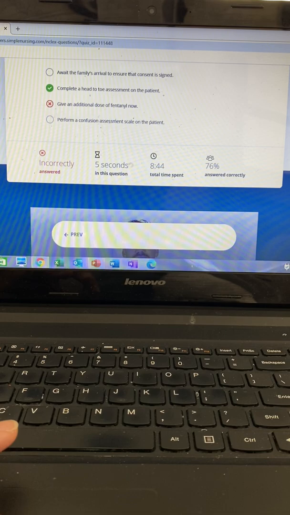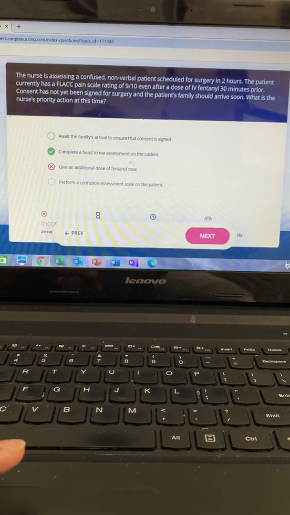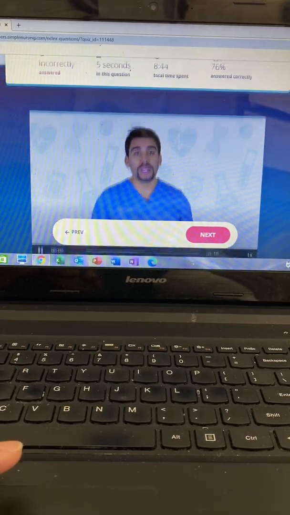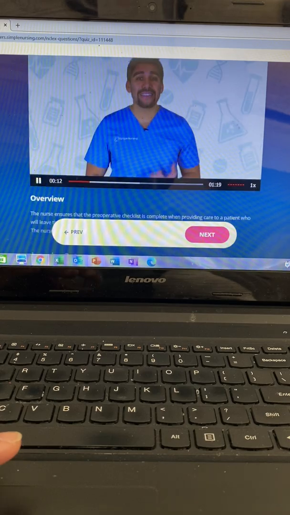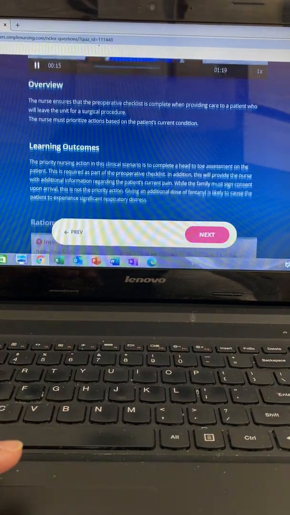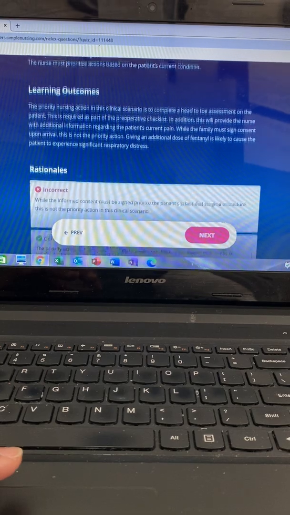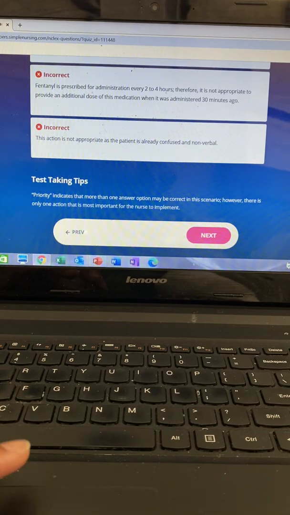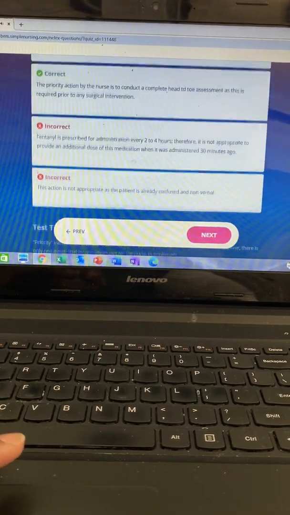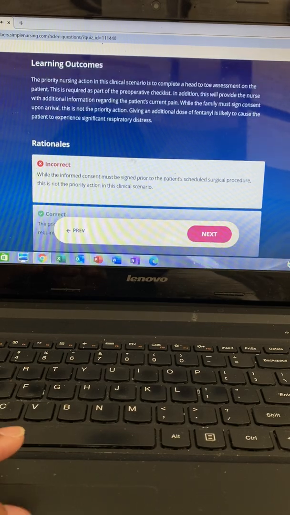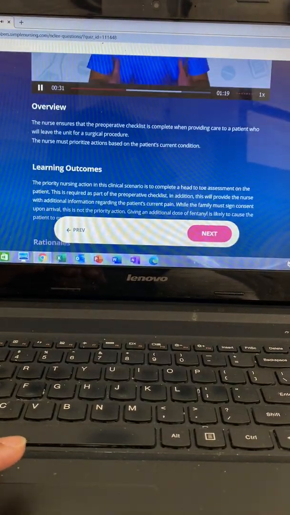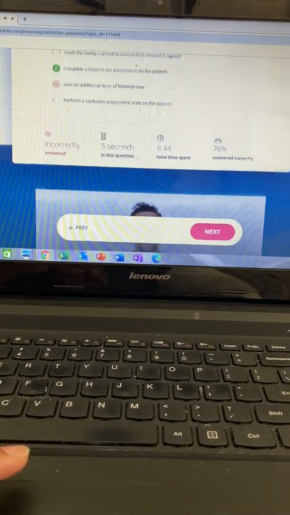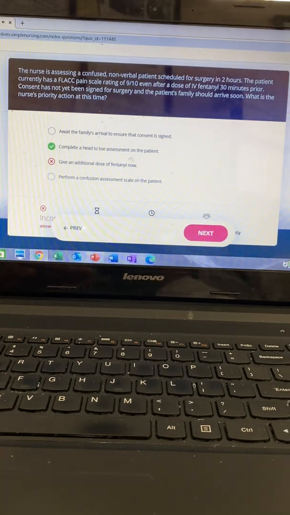Now, using our 3 steps, let's break this down. This question's asking for the priority action of what do you do right now. So, the key problem here is assessing the confused nonverbal patient who has a FLACC pain score of 9 out of 10. And they just had fentanyl 30 minutes ago. So guys, before we look at the options, I'm thinking assessment. Assessment comes before paperwork. So, the consent can wait, but guys, the patient's pain comes first. So the biggest solution we're looking for is addressing the patient's pain problem, not really addressing the paperwork.